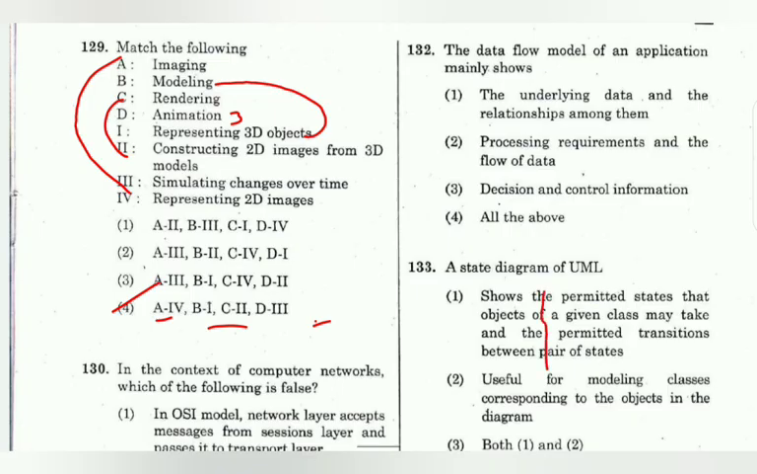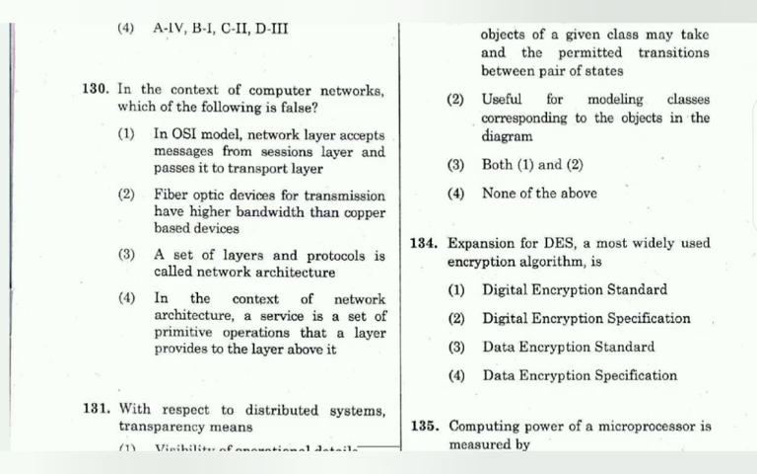Next. In the context of computer networks, which of the following is false? So here the statement about the OSI layer interaction is false. That is, option 1 is false. In the OSI model, the network layer accepts messages from the session layer and passes them to the transport layer, which is incorrect. So the network layer doesn't interact with the session layer, it interacts with the transport layer and the data link layer only.